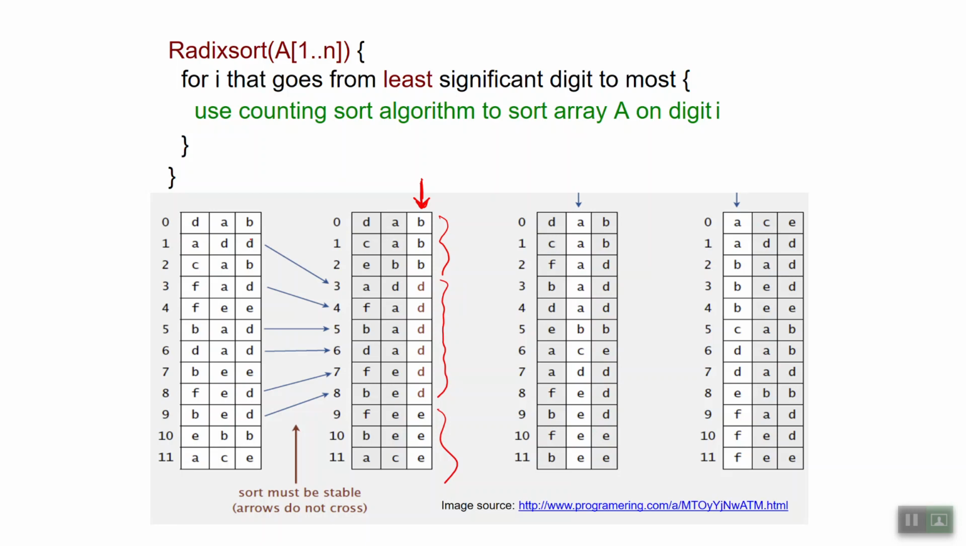For example, here you have this entry has a D here, a D here, D here, D here, D here, D here. You can see where they go, and you can see that the relative order is preserved. The sorting will not be stable if these arrows crossed.